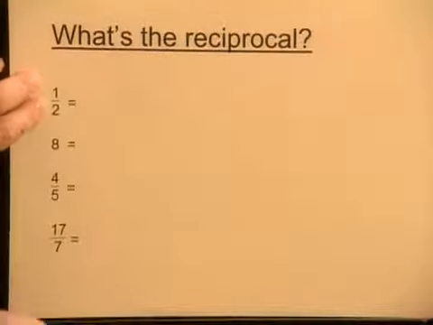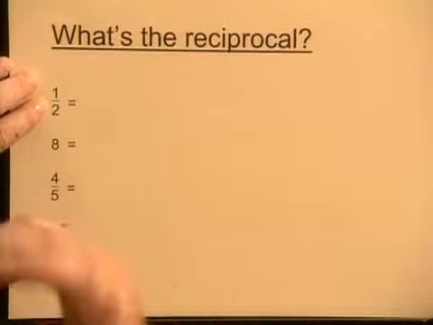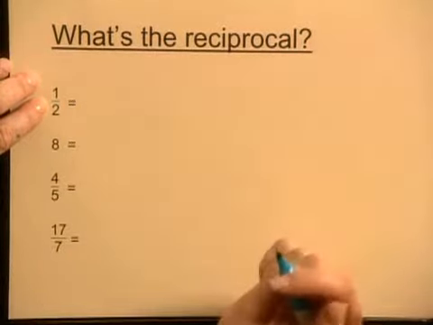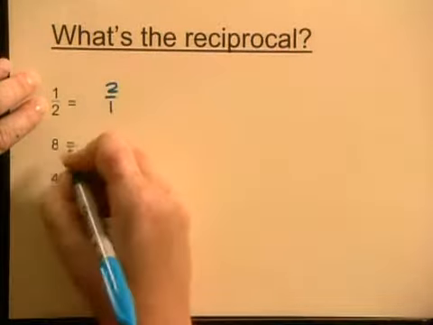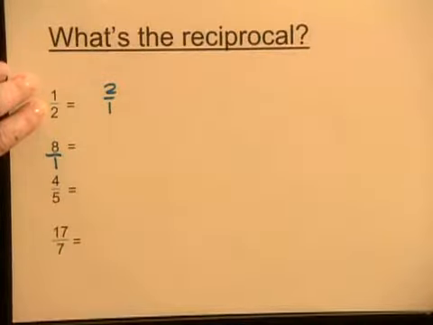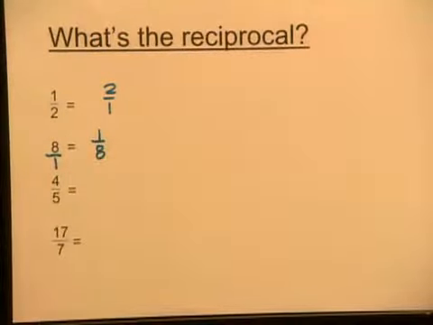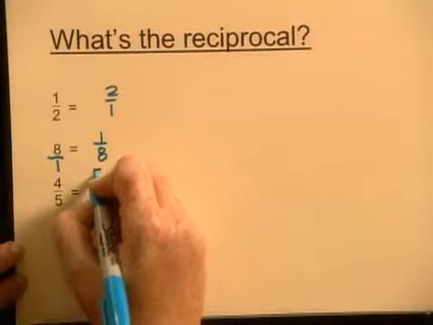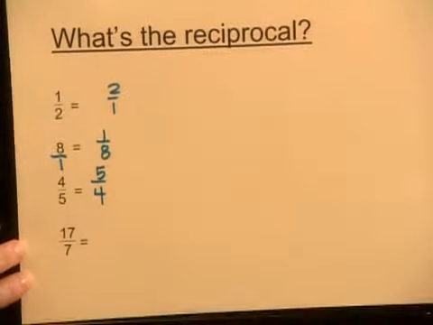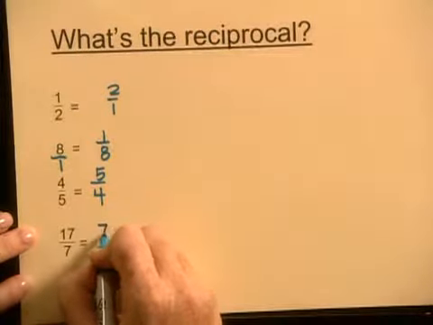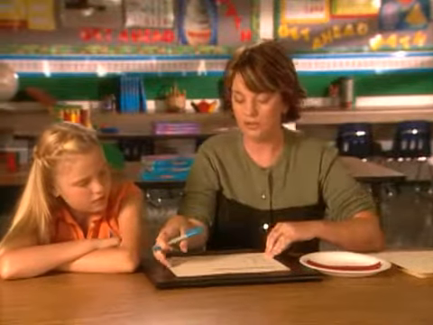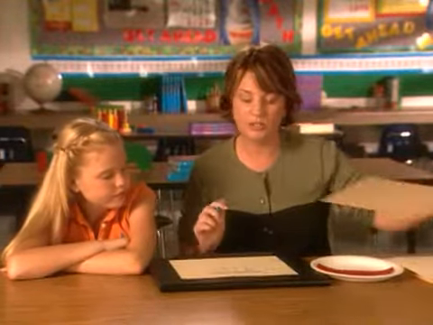Let's talk about reciprocal for a second. So if we flip 1/2 over, what are we going to get? 2 over 1. Anytime you have a whole number, it's understood that it's over 1. So if we flip 8 over 1 over, what will we get? 1/8. So what's the reciprocal of 4/5? 5/4. And 17/7? 7/17. Great job.